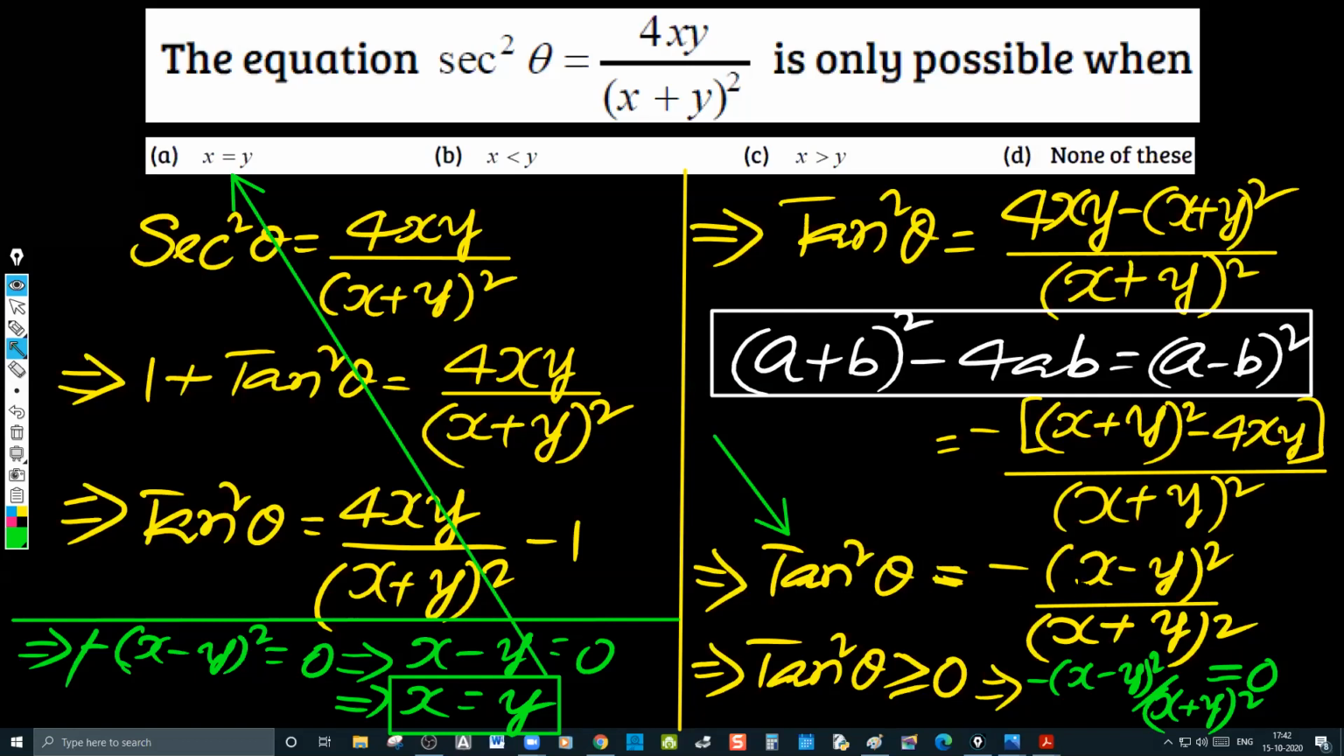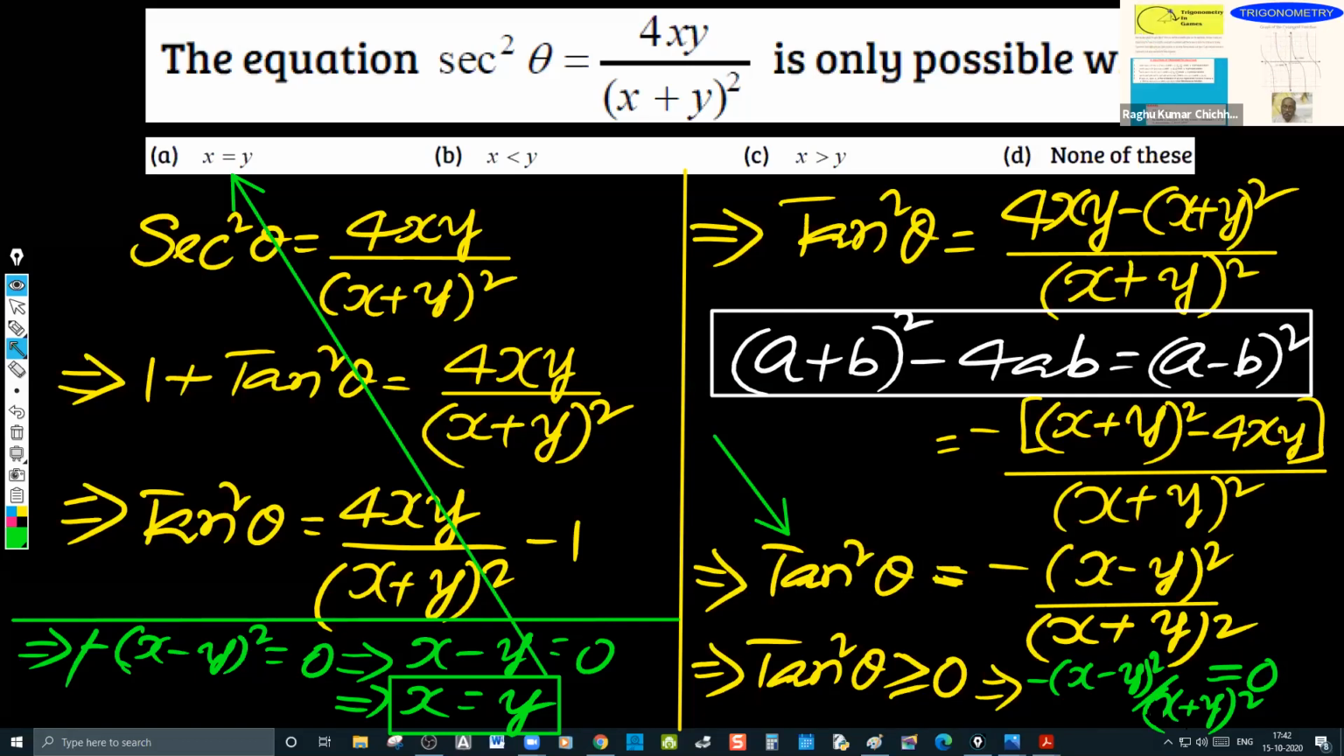Yes, sir. So this is now equated to 0, and if you cross multiply this, you'll get x minus y whole square equal to 0. That minus can be neglected. Taking square root on both sides, x minus y equal to 0, and x is equal to y. That is the option. Is it clear?